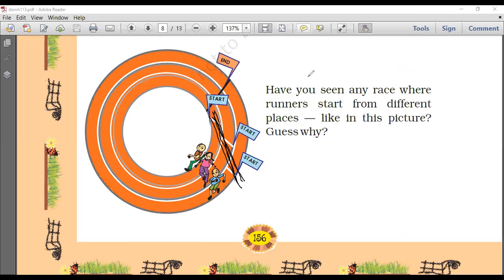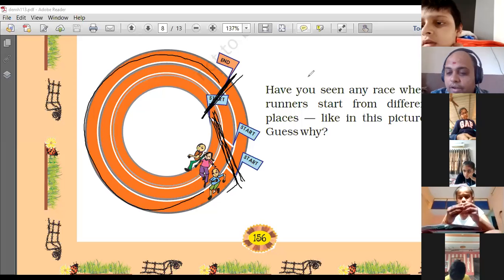And in all the races, if you observe, when it is run on a circular path, the round path, they stand like this, right? And everybody runs the same distance, and their end point will be the same. Then only it will be fair for everyone. Then only the competition will be fair for everyone.